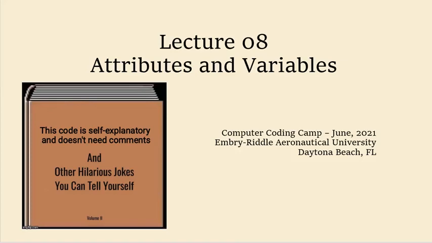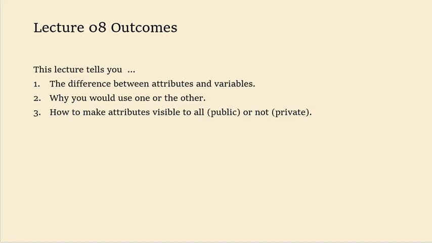Welcome back. We're moving into the part of the camp where we're going to start to use objects in the way they're intended to be used. And so we need to talk about the difference between attributes and variables at this point. When we're done with this, you can tell the difference between attributes and variables and get some idea of why you would choose to use one over the other, and talk about visibility, basically, who do you allow to see these attributes?